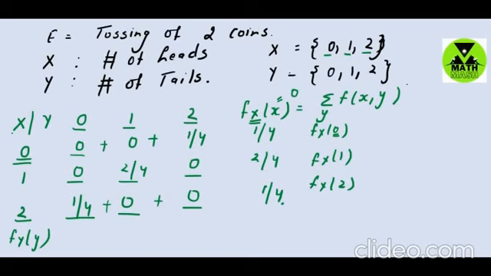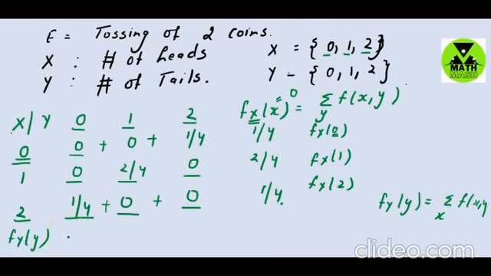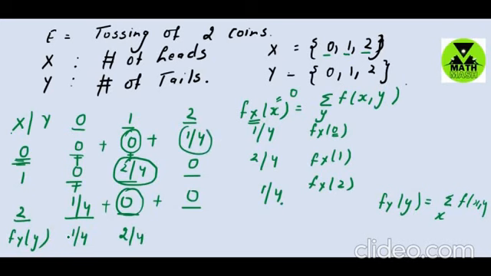Similarly, if we have to compute fy at y, the formula for fy at y is the sum over x values, that is summation over x values, f of x comma y. So for fy at y, summation over x values, that is at x equal to 0, 1 and 2. So we'll take the sum over this column, that is 0 plus 0 plus 1 by 4, which is 1 by 4. Then 0 plus 2 by 4 plus 0, so this is 2 by 4, and this is 1 by 4 plus 0 plus 0, so this is 1 by 4.